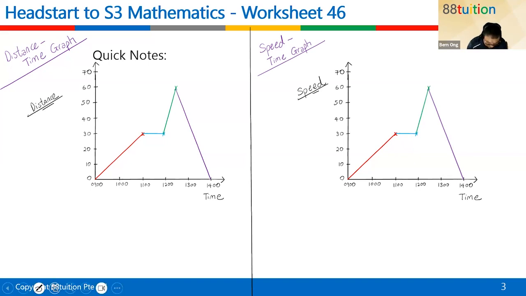Okay, come. So for the distance time graph, let's look at the distance. All this reading is in kilometers, for example. Is that okay? So for the speed, sometimes the units given to you can be in kilometers per hour. So that's how you look at it. You look at the units.